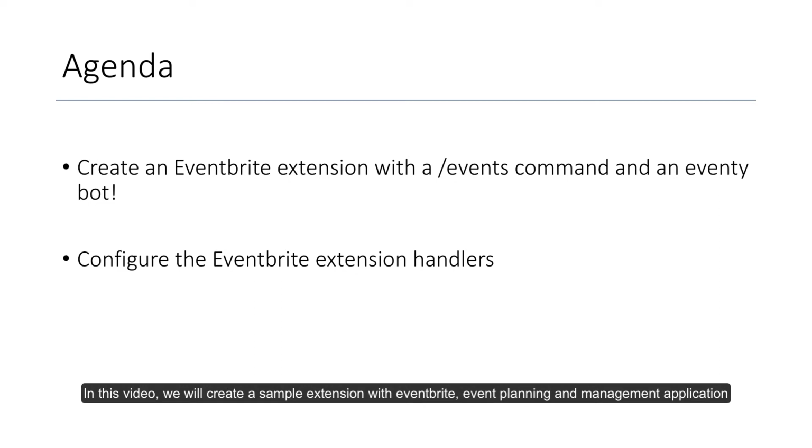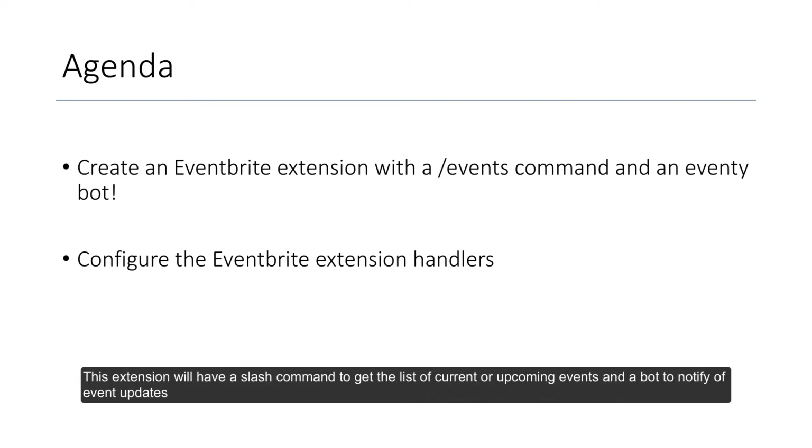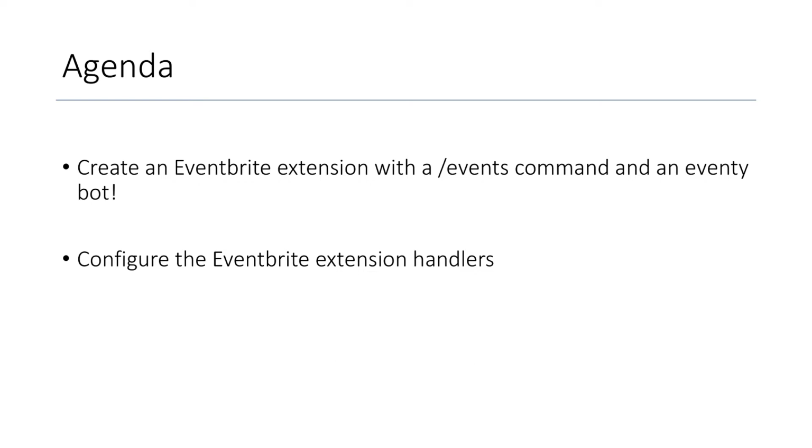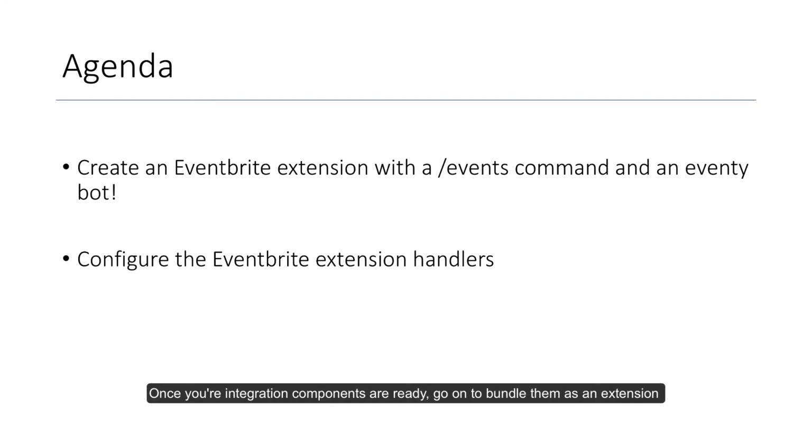So in this video, we will create a sample extension with Eventbrite, an event planning and management application. This extension will have a slash command to get the list of current or upcoming events and a bot to notify of any event updates. Once your integration components are ready, go on to bundle them as an extension.